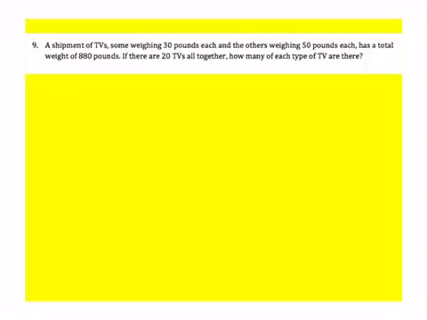So here's our last example of the notes for today. A shipment of TVs, some weigh 30 pounds each and others weighing 50 pounds each, has a total weight of 880 pounds. If there are 20 TVs altogether, how many of each type of TV are there? So I have two things I'm talking about again. My x's, I'm going to say that's the number of 30 pounds. So anytime I talk about my 30 pounds, I know I'm dealing with x's. And my y's are going to be my number of 50 pounds. So anytime I'm talking about 50 pounds, that's going to be my y's.